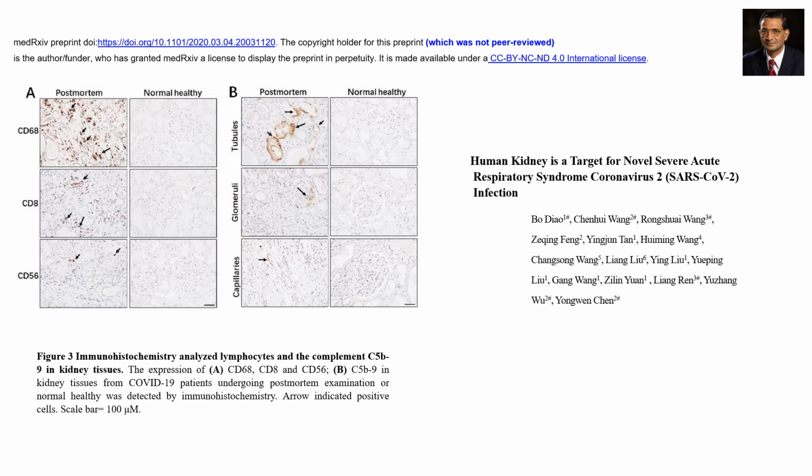the animal model of MERS, in humans also with COVID-19 infection, we see deposition of the terminal attack complex of complement in kidney tissues, once again confirming the role of complement in acute kidney injury, in addition to possibly direct involvement of the virus also in the kidney.